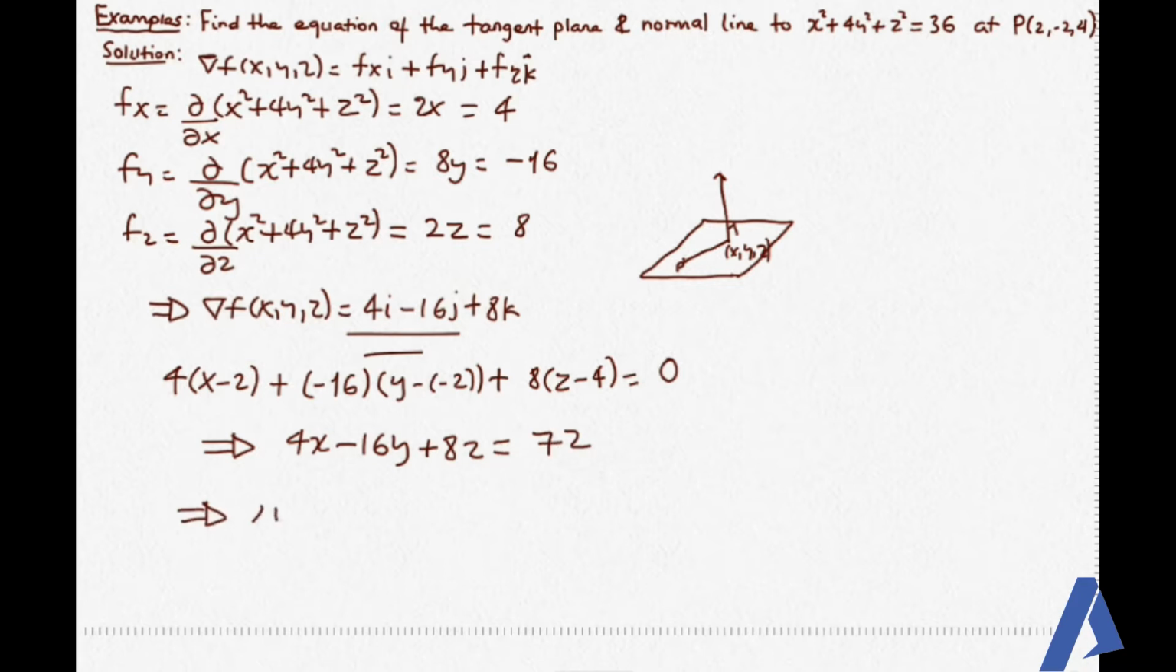Simplify ማድረግ እንችላለን ይሄንን። ስለዚህ let's say our plane is represented by pi equal to x minus 4y plus 2z is equal to 18. For the normal line ደግሞ, as we said, the directional vector u is the same as the gradient vector. So this implies that our vector u will be 4 in the i minus 16 in the j plus 8 in the k.